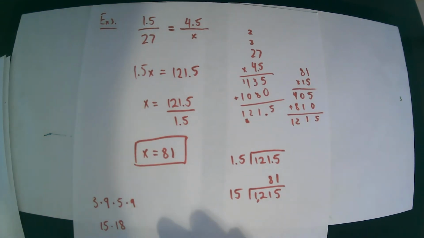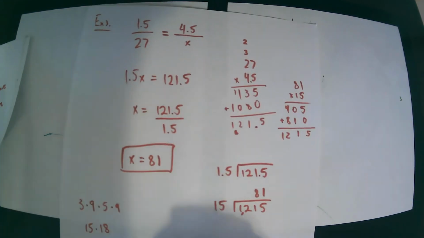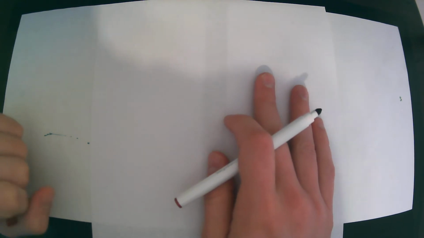Alright, let's go to example 4. Example 4 says, an election is over and a new student body president has been elected. Let me zoom out. The new president received 4 votes for every vote received by his opponent. The new president received 2,432 votes. How many votes did his opponent receive?